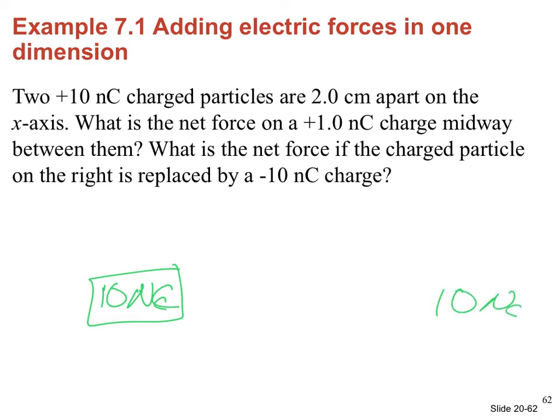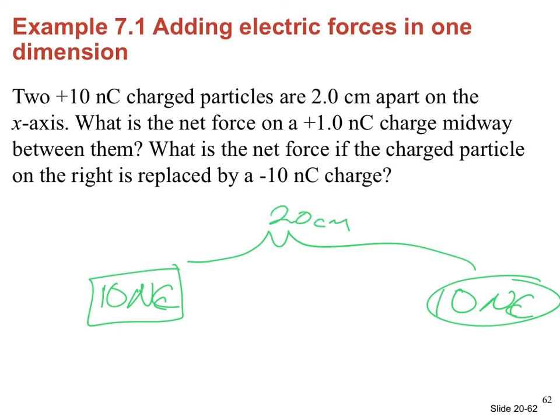Sorry, I made a square on that one. That didn't really make sense, but I didn't draw it too well. And they're 2 centimeters apart, or, of course, 0.02 meters. And there is a 1 nanocoulomb charge, positive. The other two are also positive, right? Just keep that in mind. In the middle. And what's going to happen?